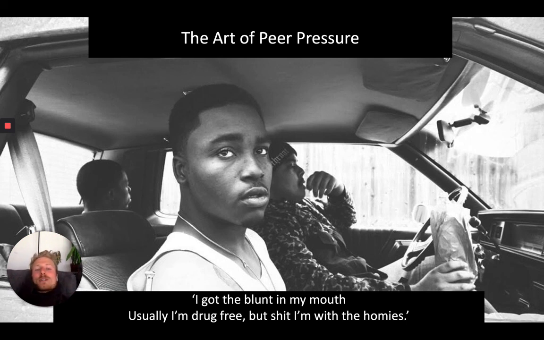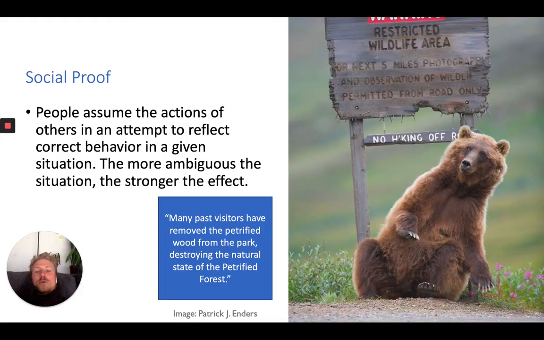You are more likely to find yourself smoking if your friends are smoking. This is the general idea of peer pressure, right? Social influence, so to speak. And social proof, very related, is this idea that especially in situations where you don't know what to do, you are likely to orient your behavior towards what your friends or other people around you are doing. And the more ambiguous the situation, the stronger this effect is.